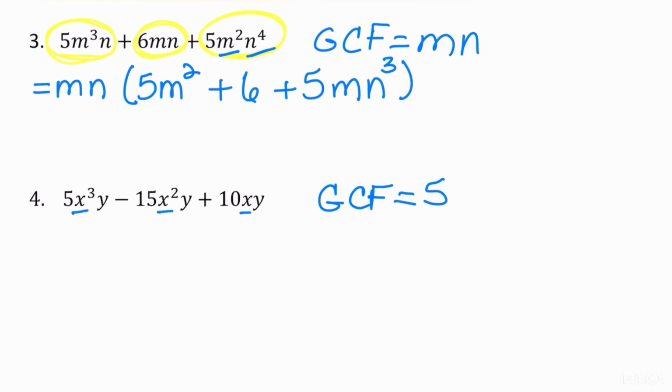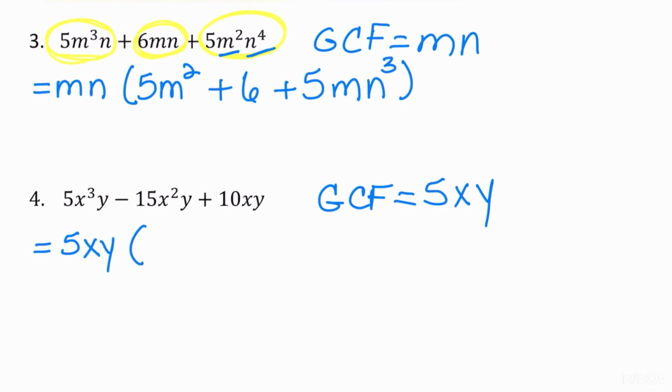They all have an x, and I can go ahead and take out at most 1. Y, y, y. They all have a y, so I can go ahead and take out a y. So the GCF is 5xy. Let's go ahead and factor the problem now. This is equal to 5xy, open a parentheses.